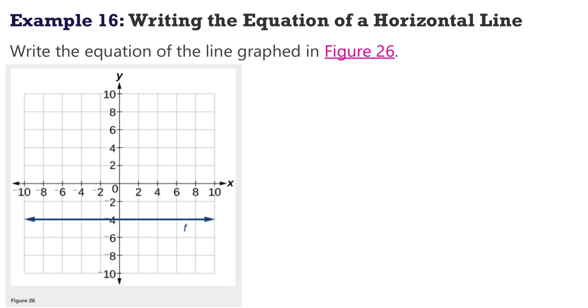So if we have a flat horizontal line, no matter what x value we choose, y is always -4 in this case. So then we could say something like f of x equals -4.